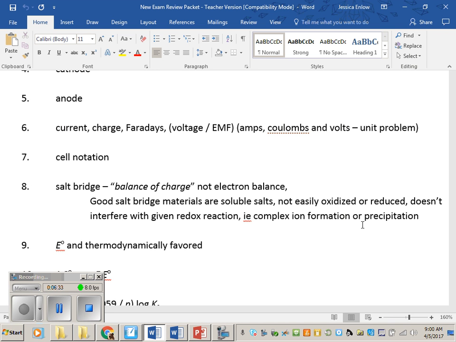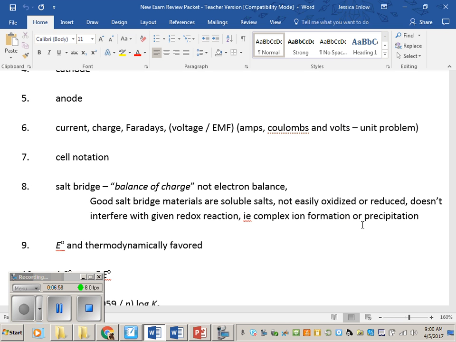So this is a positive E cell. This is a negative delta G. It's thermodynamically favorable. What kind of electrochemical cell is this? Say again, Jacob. Galvanic. And galvanics are the ones that are also said to be voltaic. Voltaic is coming from Volta, Alessandro Volta, who actually designed the cells.